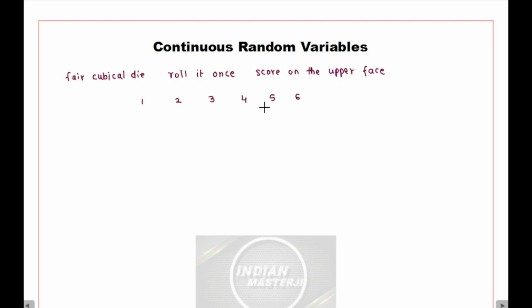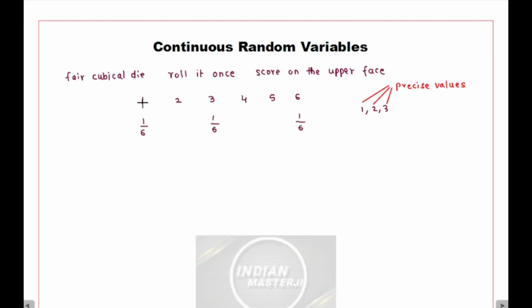If you see, these values are precise values. 1, 2, 3, all these values are precise values. Correct? And if I ask you, what is the probability of getting 1 on the upper face? You will say that if the die is fair, then the probability of getting 1 is 1 by 6. Similarly, the probability of getting 3 on the upper face is 1 by 6. The probability of getting 6 on the upper face is 1 by 6.